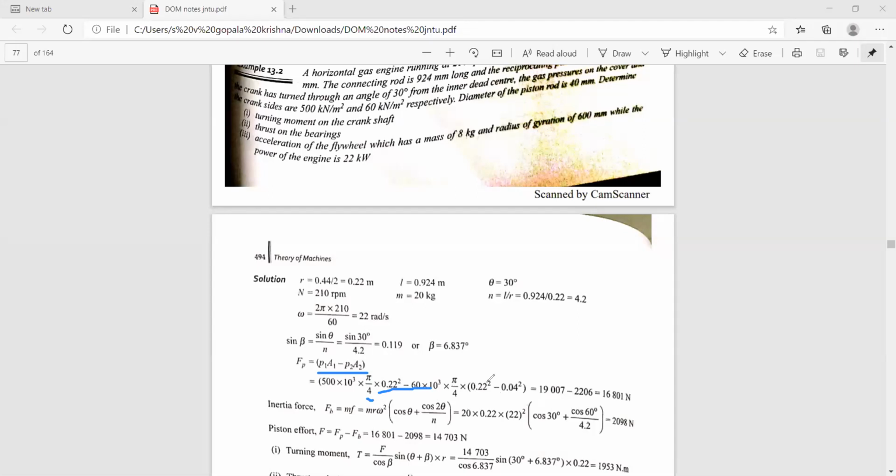A2 means, what are the values here? The bore is there and the stroke is there, both are there. Just observe. So 0.22 square minus, sorry, the piston rod is also there. The bore is there and the piston rod diameter is also there. The piston rod value is 0.04 diameter.